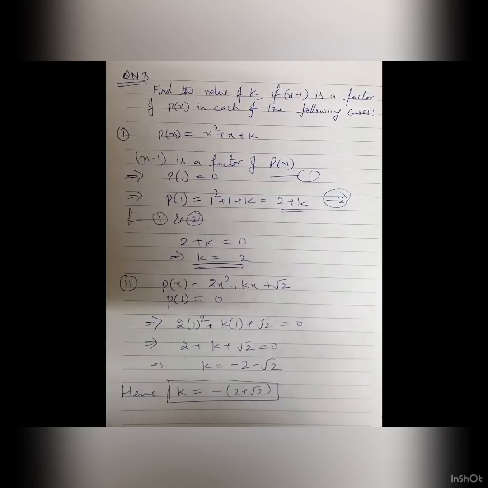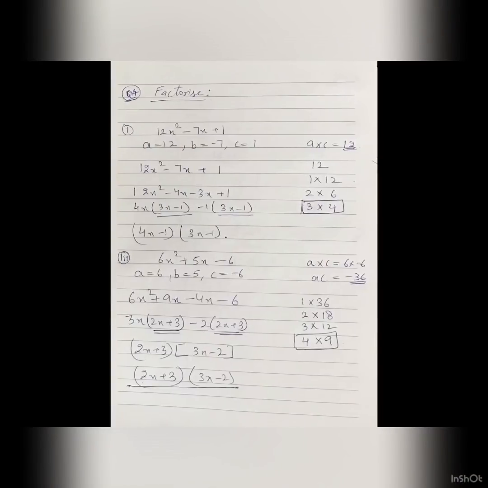Now in the second part, p(x) is equal to 2x square plus kx plus root 2. p(1) should be 0. So let us replace x by 1. 2 into 1 square plus k into 1 plus root 2 is equal to 0. So 2 plus k plus root 2 is 0. k is equal to minus 2 minus root 2. So the value of k is minus (2 plus root 2) if x minus 1 is a factor of p(x). Now the next type of question: we have to factorize the following.